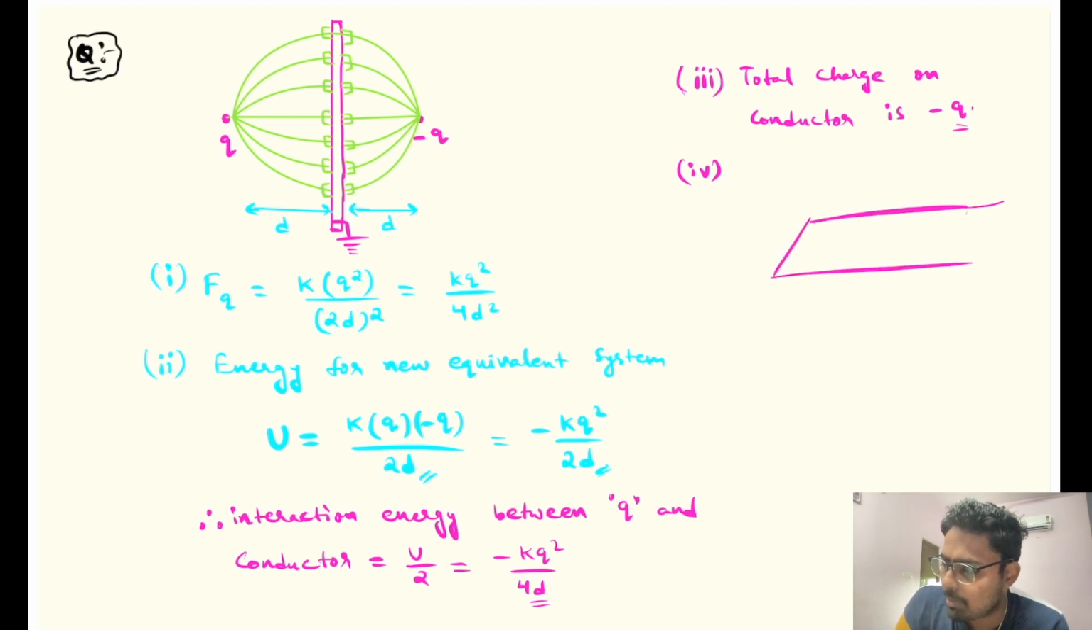Imagine this is the infinite plate over here. Okay, let's say the perpendicular distance is given as d. Basically, I know the formula for net electric field, right? Whenever I have, this is a conductor, right?